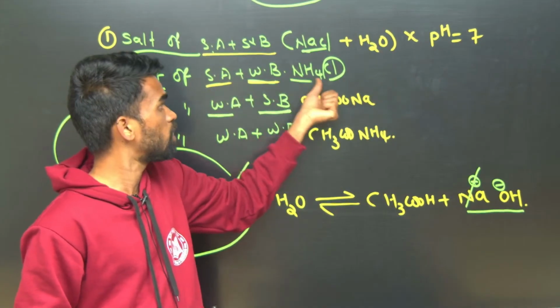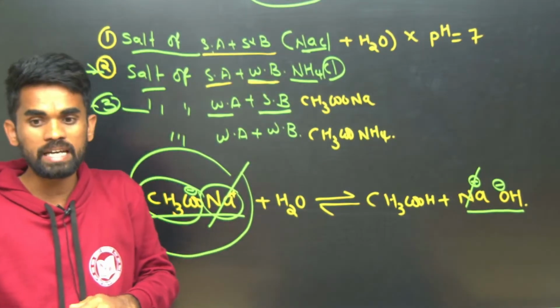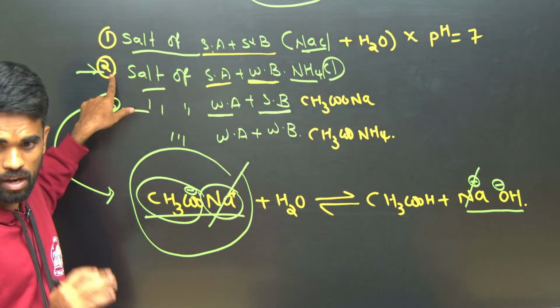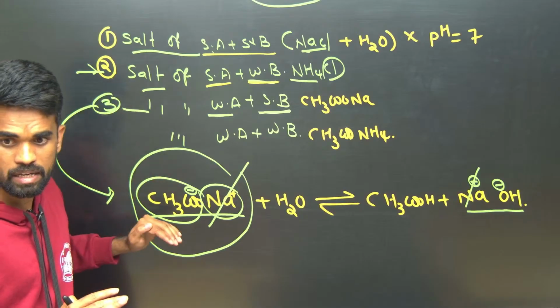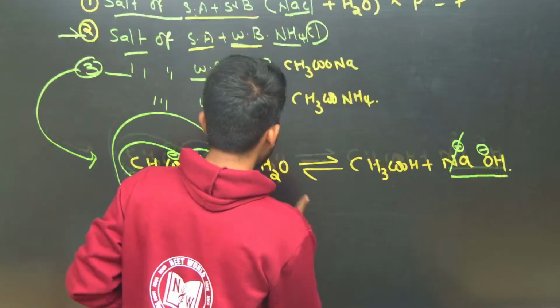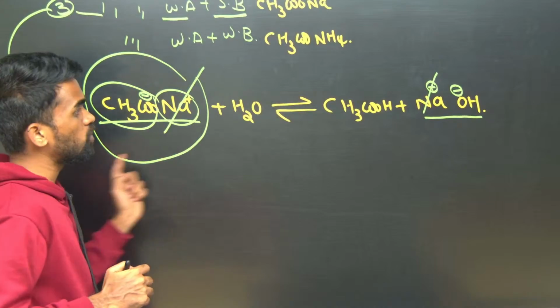So what is the part involving? Ammonium ion only. So cationic hydrolysis this is. Okay, are you getting how to identify cationic and anionic hydrolysis? Right. Okay, after this what we are doing here?